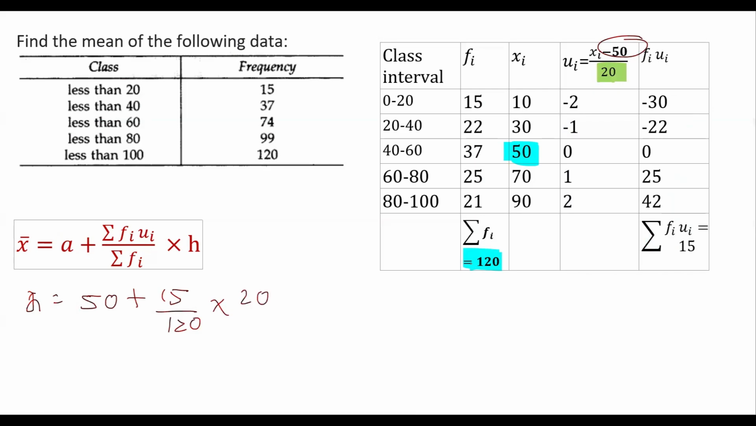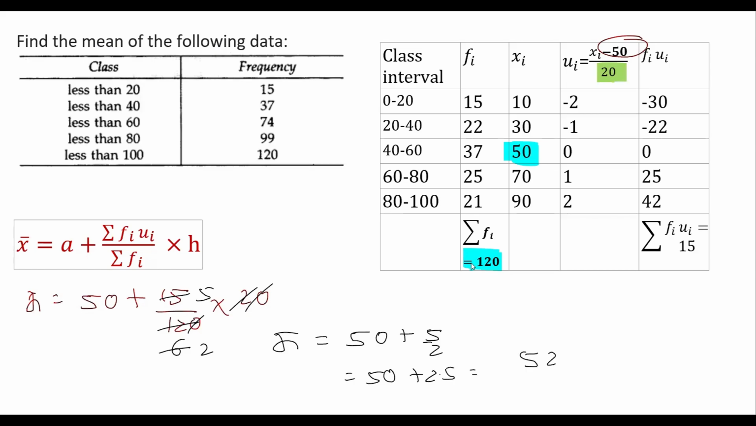For the further working, we can see that these get cancelled: the 0s cancel, 2 one times and 2 six times, 3 two times and 3 five times. So we get x bar, the mean, which is 50 plus 5 over 2, and 5 over 2 is 2.5. So the mean here is 52.5. So this is the first question. Let's do the next question now.